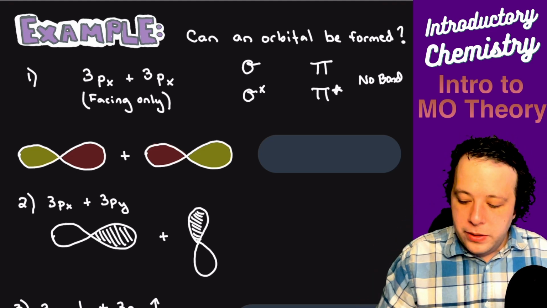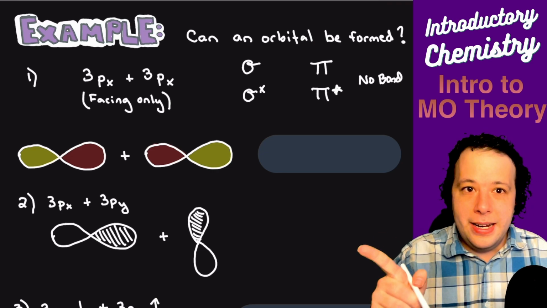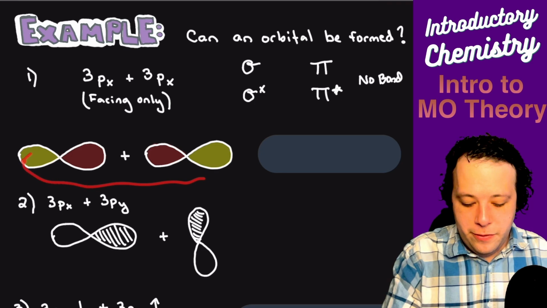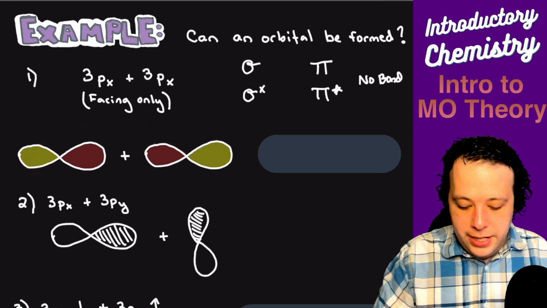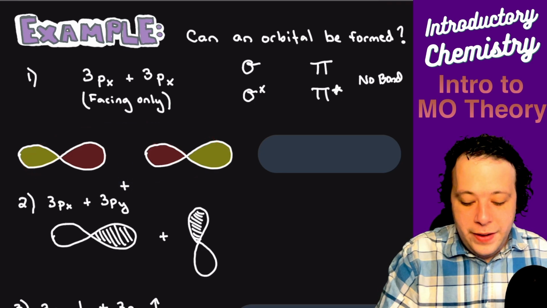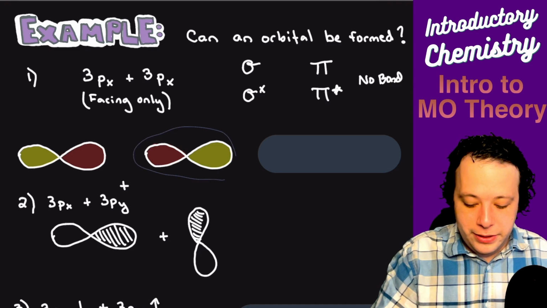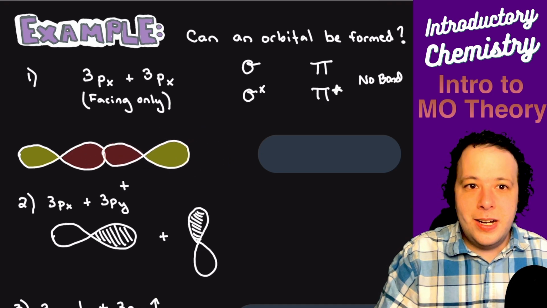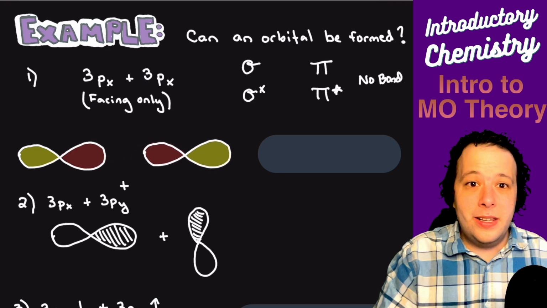So let's say I look at this first one, where I'm adding together two 3px orbitals. We see them over here on the left-hand side. The whole idea here is, well, they're facing each other. It says facing only. Being that they're facing each other, these two orbitals are going to come together, and we can see that they're adding together, right? They have the exact same color as one another.